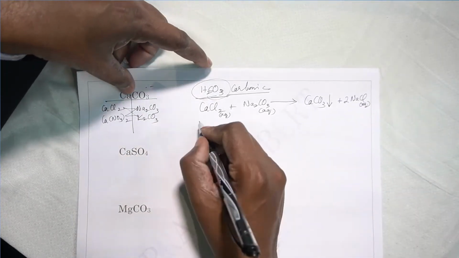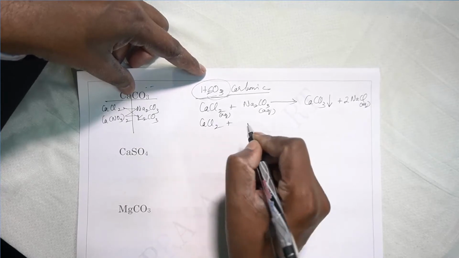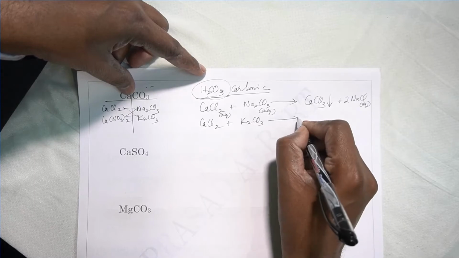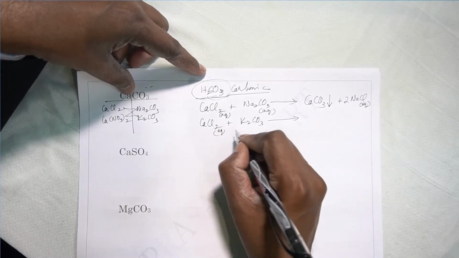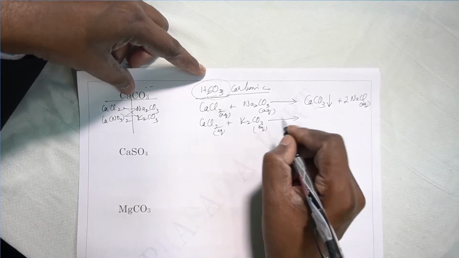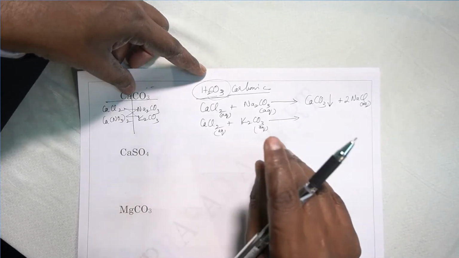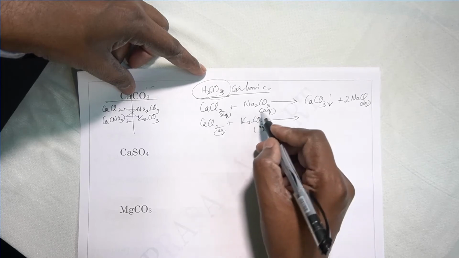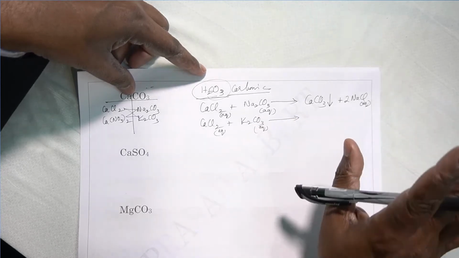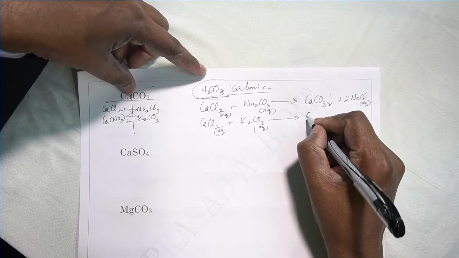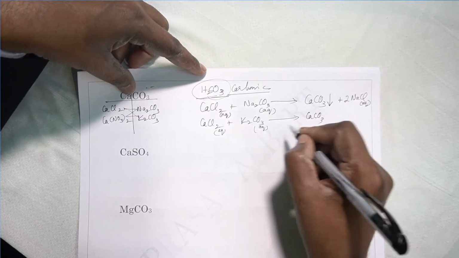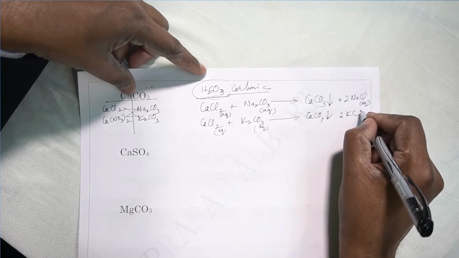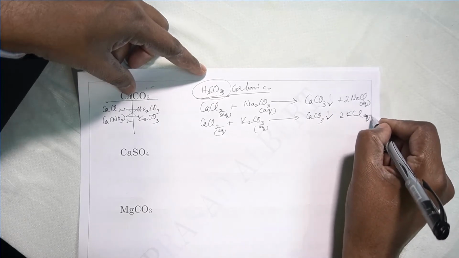The next possibility is calcium chloride plus K2CO3 instead of Na2CO3. This is also an aqueous solution. As I always mention, sodium and potassium are twin brothers. If anything is possible with sodium, potassium will also do that. If Na2CO3 is there, K2CO3 is definitely there. So we have calcium carbonate, the radicals are exchanged, precipitate plus 2KCl, which is in aqueous form.